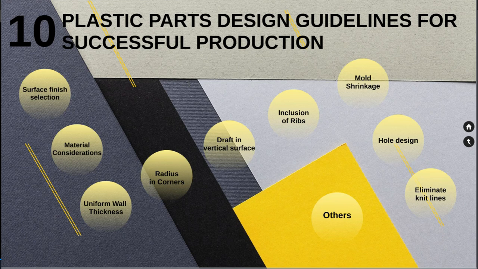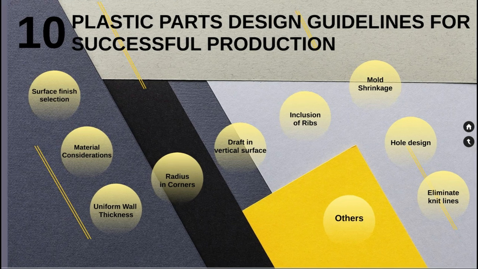We will go through 10 plastic parts design guidelines for successful production because nowadays we can see that most of the industry is widely using plastic components, and plastic components are manufactured by injection molding, extrusion, blow molding, or machining. Even there are different manufacturing methods being used to produce relevant plastic components. So these 10 plastic parts design guidelines are specifically for injection molding, so we'll go through one by one.